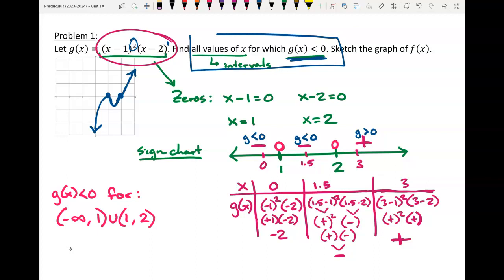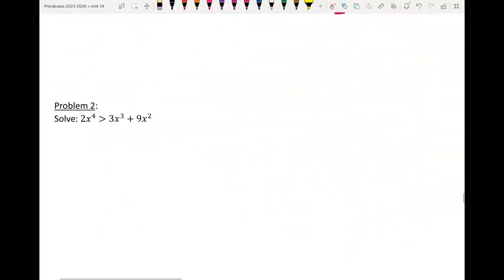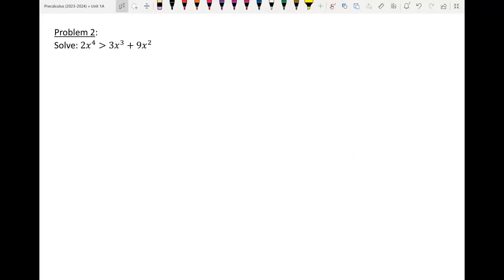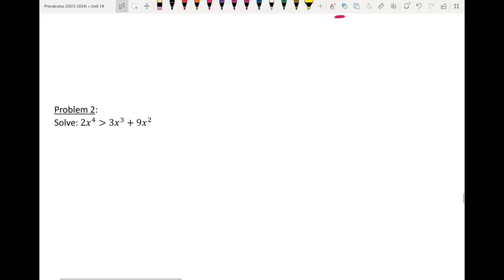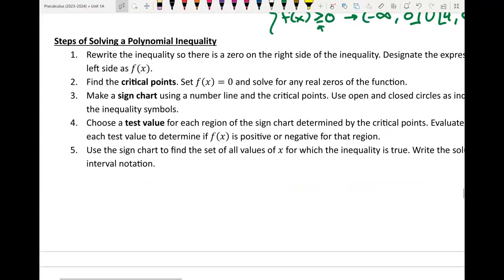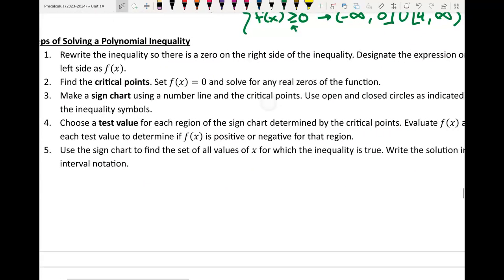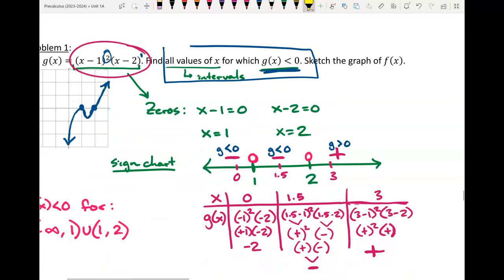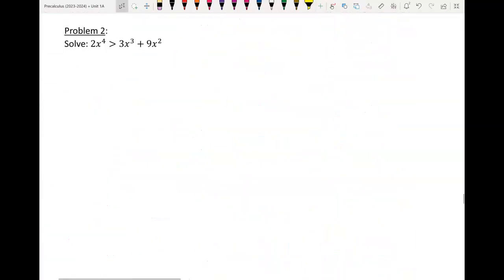All right, and so that's pretty much how you solve these. I'm going to go ahead and move on to another problem. So let's try this one, problem number 2. We're not asked to sketch, we're just asked to solve this. Now, one thing that I will cover in here: if we need to rewrite the inequality, we want to rewrite it so the zero is on the right side of the inequality. That will just make it a little bit easier for us. So that's what we're going to do for this problem here.